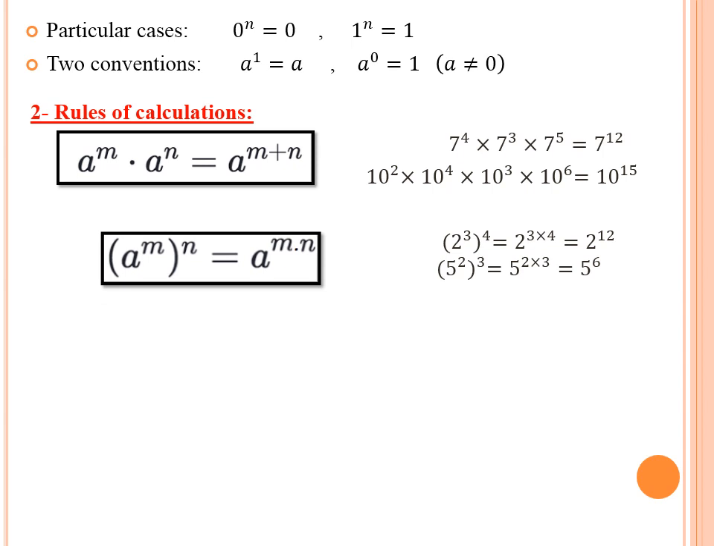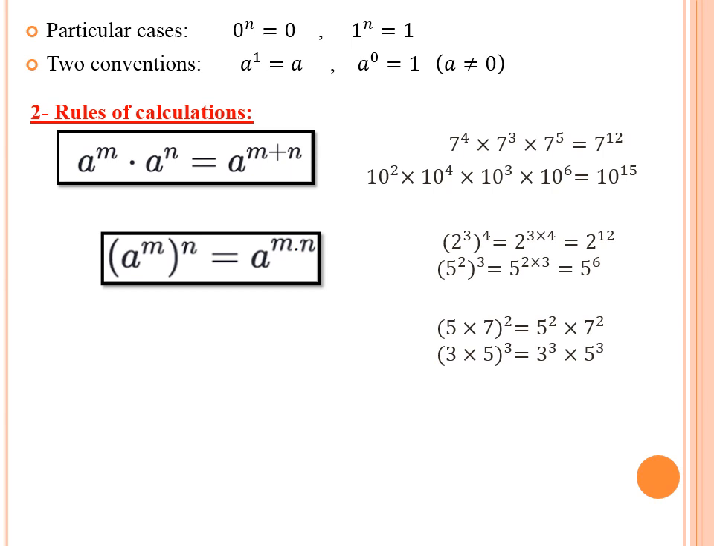So another rule now: a to the power m all to the power n equals a to the power m times n. Why did we multiply it? Because we have parentheses between the two powers. Fine? Now, 5 times 7 all to the power 2. Here, in this case, power 2 means 5 squared times 7 squared.